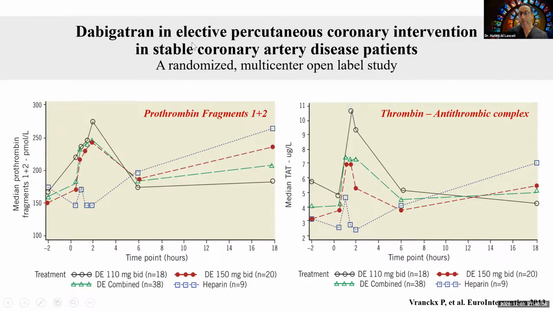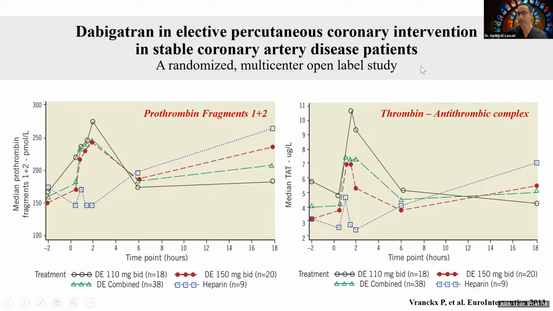When you look at the prothrombin fragments, the boxed line here is heparin. It appears to be well suppressed for the first couple of hours after a bolus of heparin, the 70 units per kilogram, but there is ongoing formation of prothrombin fragments with dabigatran at all dosing regimens.